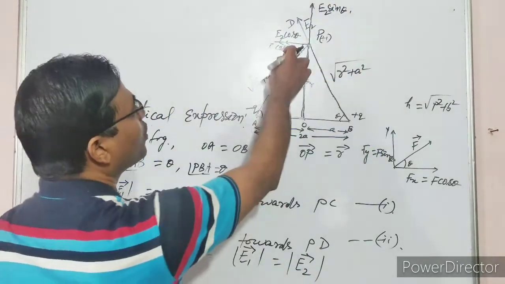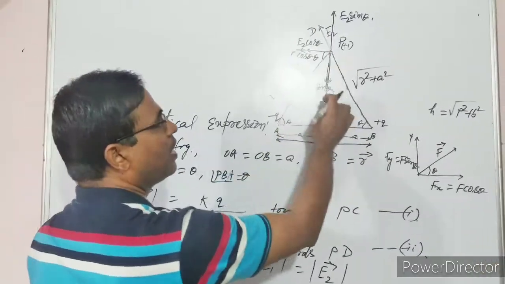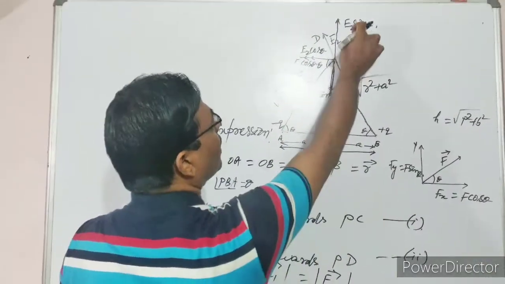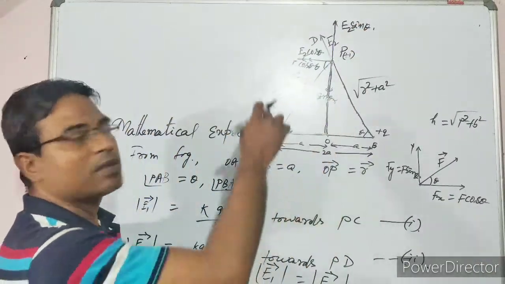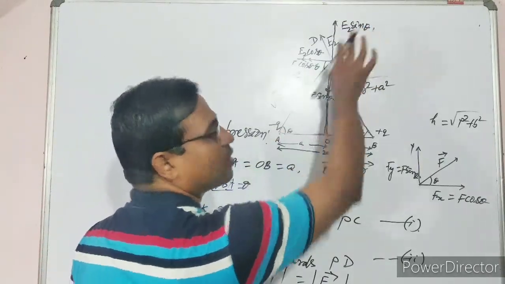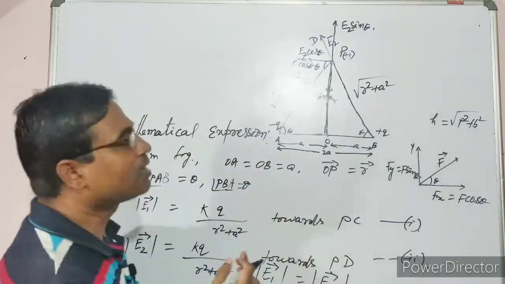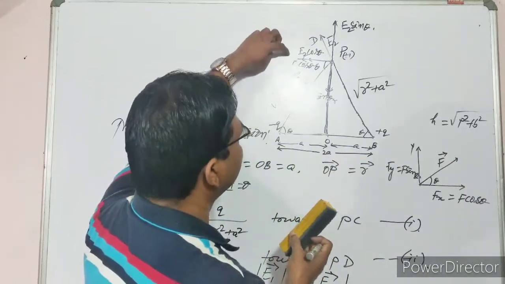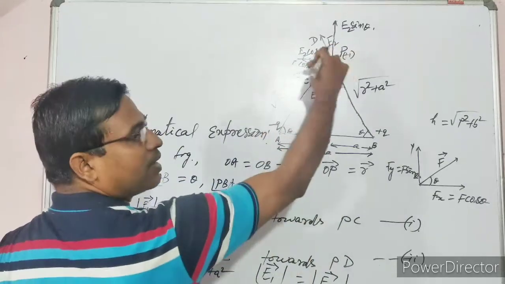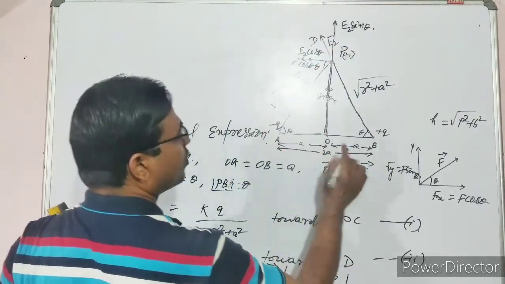Interesting is that both E1 cos theta and E2 cos theta act in this direction, and both E1 sin theta and E2 sin theta act vertically upward and downward. As they are equal and opposite, they cancel each other. Clear? Now the question is, what will you get? The net electric field acts in this direction, towards the left, so opposite to the direction of the electric dipole moment.